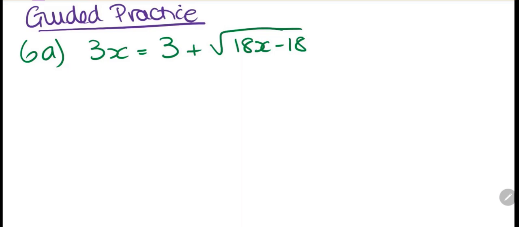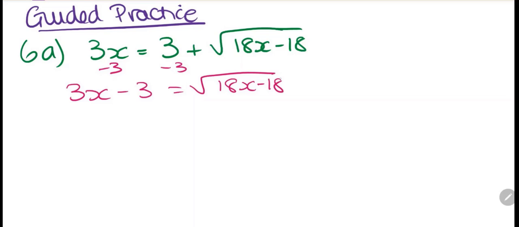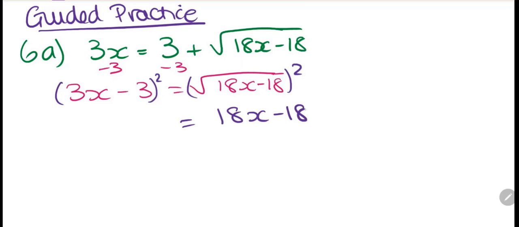So the first thing I'm going to do is minus 3 from both sides. So I'll have 3x minus 3, and that will leave me with 18x minus 18 on the right hand side. And now I can raise them both to the power of 2. So this then will eliminate the radical, so we'll just have 18x minus 18. And then we're going to multiply out our brackets.